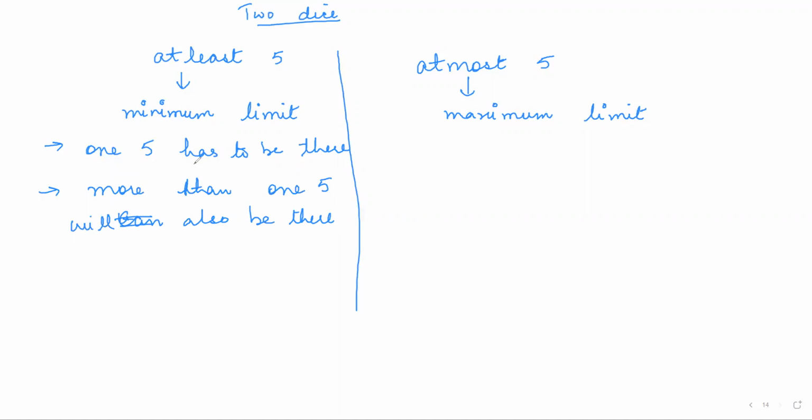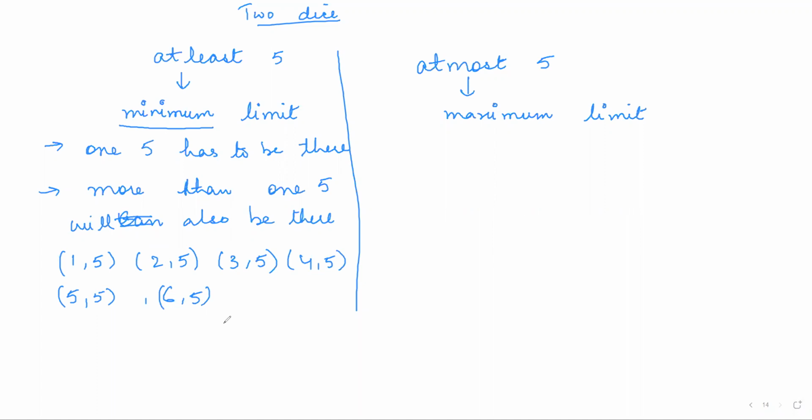So you understand? This is the minimum limit. At least means at least one has to be there, and more than one can also be there. So these cases where you have only one 5: 1 and 5, then 2 and 5, then 3 and 5, then 4 and 5, and 5 and 5 will also be there, and then 6 and 5.